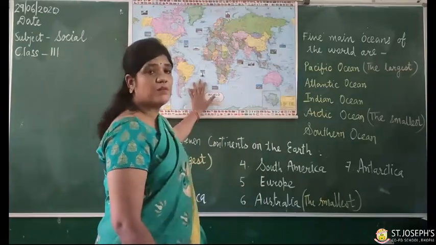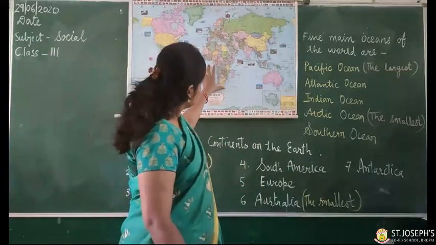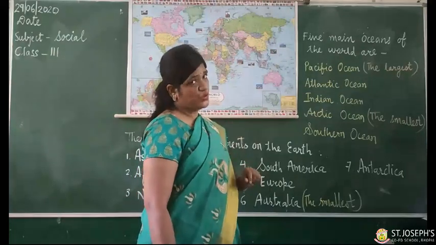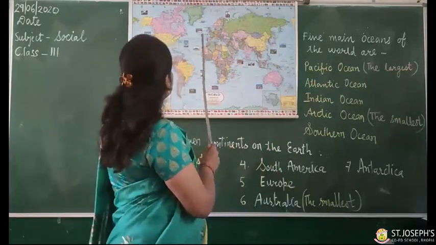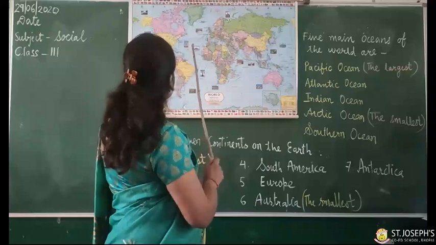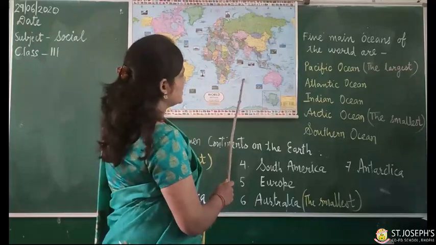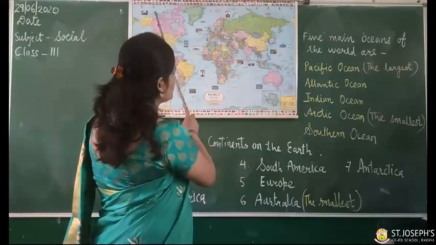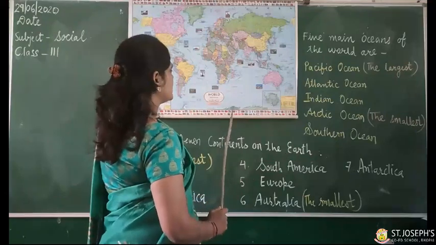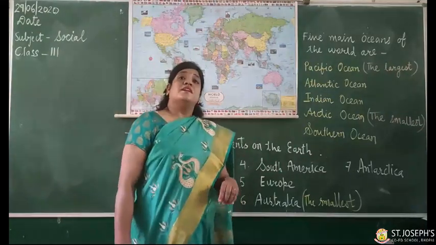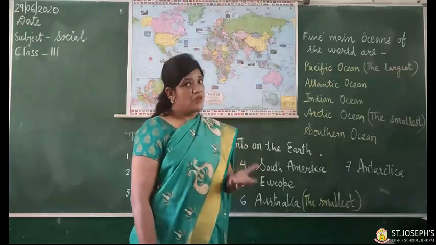Now we were talking about the continents and the oceans. So the oceans are the Pacific Ocean, after Pacific this Atlantic Ocean, then here it is Indian Ocean, then here it is Arctic Ocean, and the final one is Southern Ocean, that is here. Okay, now I hope that I am clear. And now the next one.